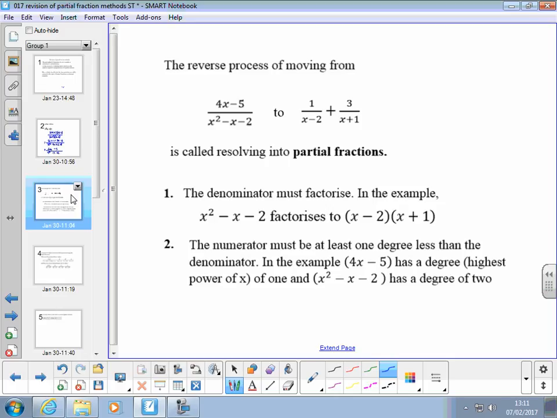So in our example, we got 4x, that has a highest power of x of 1, and the denominator has a degree of 2 because the highest power of x is 2. Okay, so they're the conditions, and you'll only be given examples that fit those conditions at this stage. Okay.